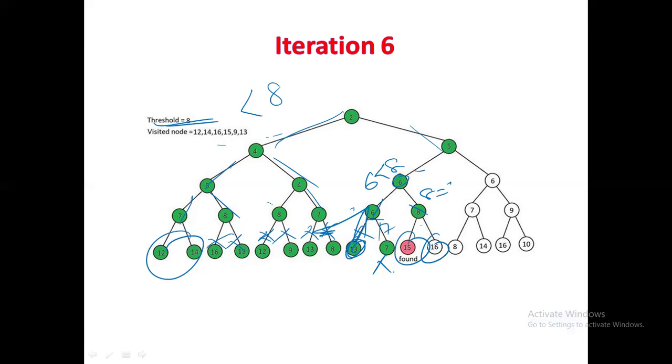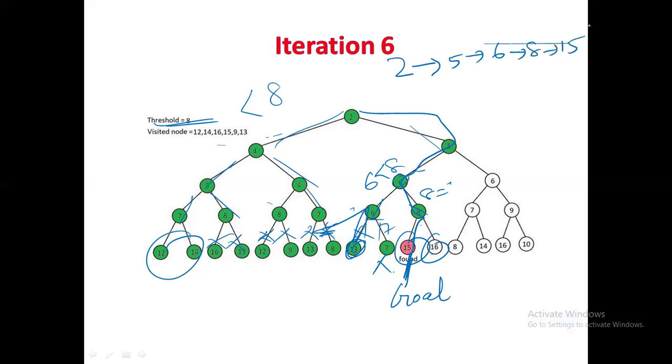Finally 15 and 16 are examined, and 15 is the goal node. So here 15 is the goal node we are reaching. So the iteration is stopped and the goal path is found. What is the goal path now? 2, 5, 6, 8 and 15. So I can write it as 2 to 5, 5 to 6, 6 to 8, 8 to 15.